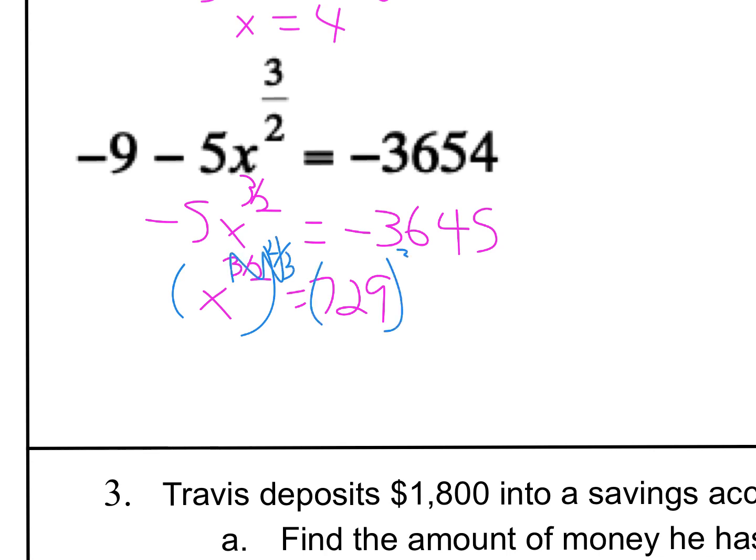Raise this to the 2/3. And the cube root of 729 is 9. And then squared is 81. So that's what x is.